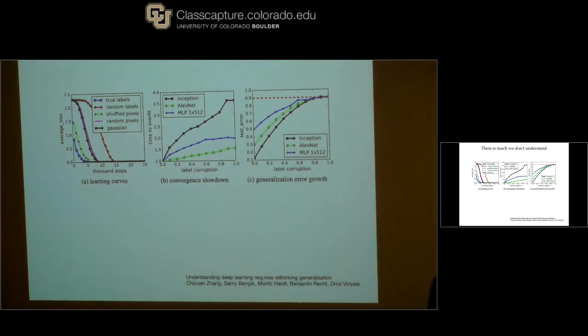So this is one of the galvanizing experimental results of the past 2 years in neural networks, for trying to understand the right perspective for why neural networks generalize despite having the capacity to fit any setting of the random labels. Does that make some sense?